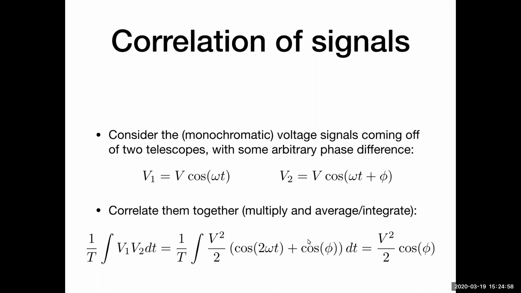So there's no time dependence here. This is a cosine, so it integrates to 0 over a full cycle. And so the net result of this correlation, if you correlate over more than one cycle, is the time variation cancels out, and you're just left with something that's proportional to the voltage squared, which is in units of intensity, and it's proportional to the cosine of the phase difference.